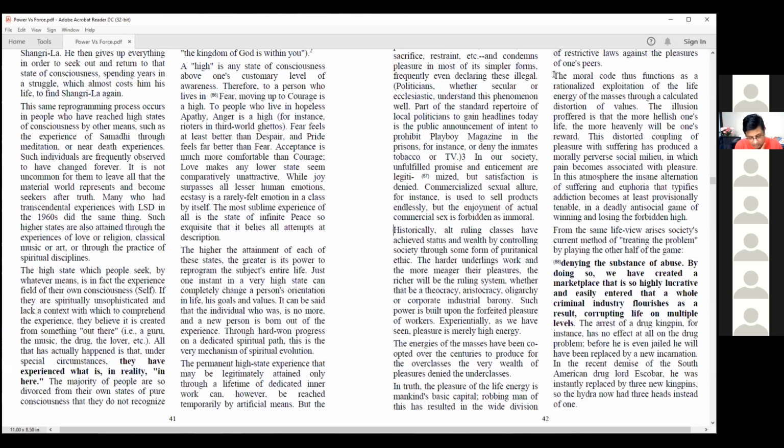The moral code thus functions as a rationalized exploitation of the life energy of the masses through a calculated distortion of values. The illusion proffered is that the more hellish one's life, the more heavenly will be one's reward. This distorted coupling of pleasure with suffering has produced a morally perverse social milieu in which pain becomes associated with pleasure. In this atmosphere, the insane alternation of suffering and euphoria that typifies addiction becomes at least provisionally tenable in a deadly antisocial game of winning and losing the forbidden high.